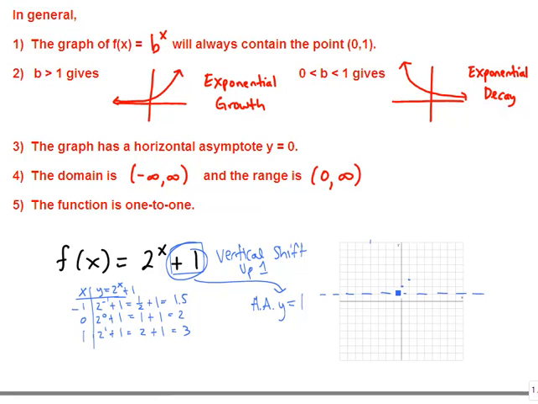So when I connect these dots, we want to do our growth going up and to the right, and then we want to just skim the surface of that horizontal asymptote. And you want to make sure that you do not cross it or go below it.